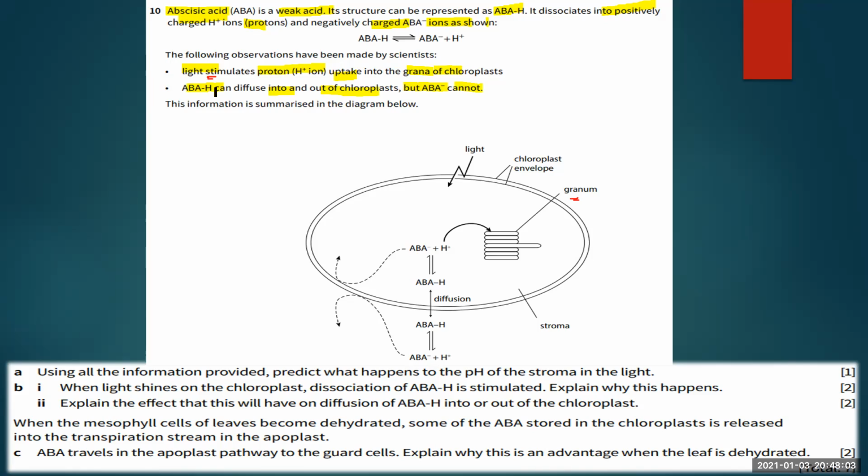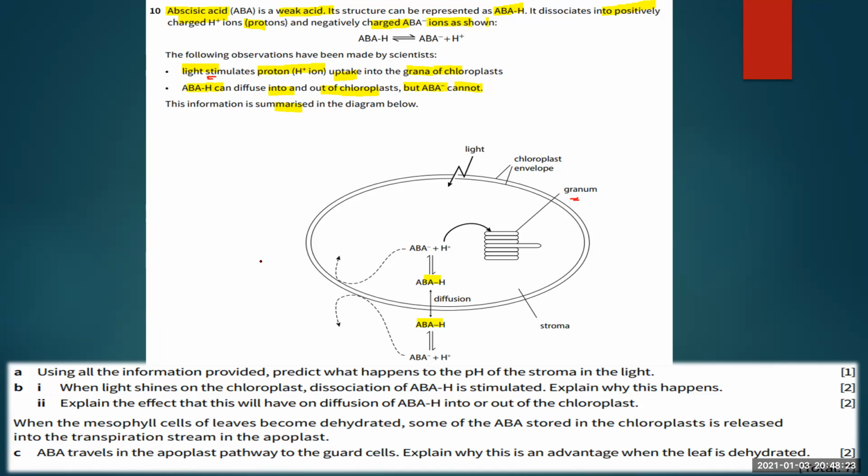So if it's in its normal acidic form, it can diffuse into and out of the chloroplast. You can see in this form, it can enter and leave the cell. It can diffuse in and out. But if it is in the form of ABA negative ion, in this form, it cannot enter, right? And this information is summarized in the diagram below.